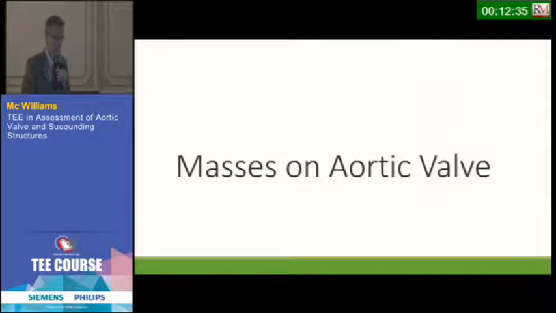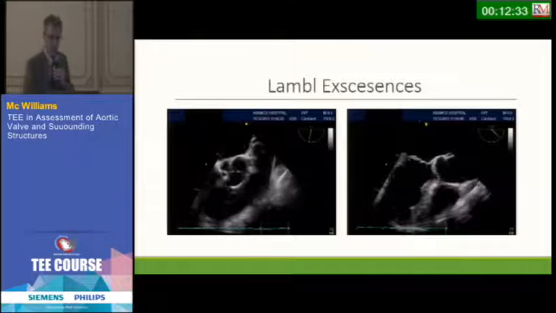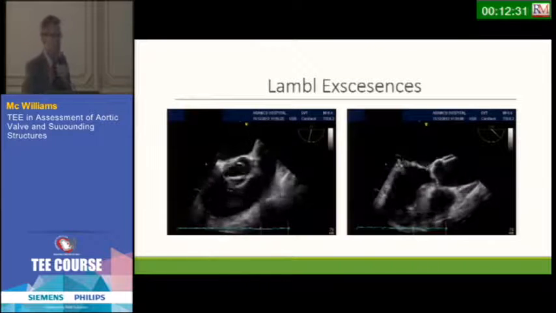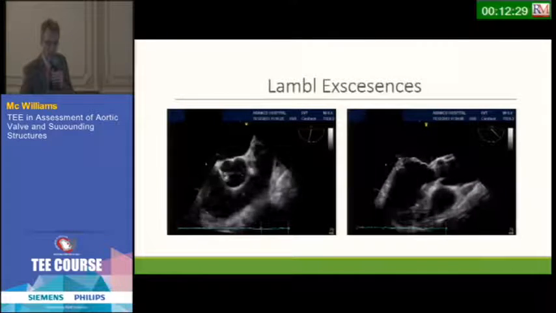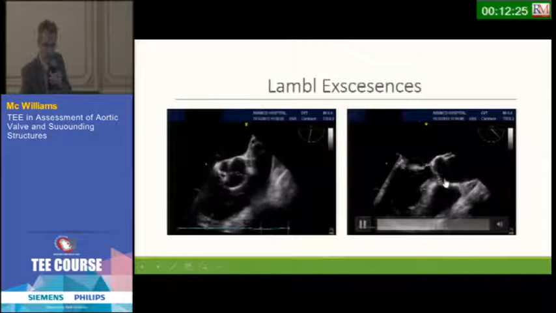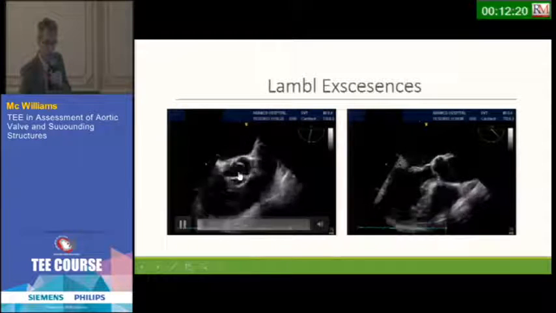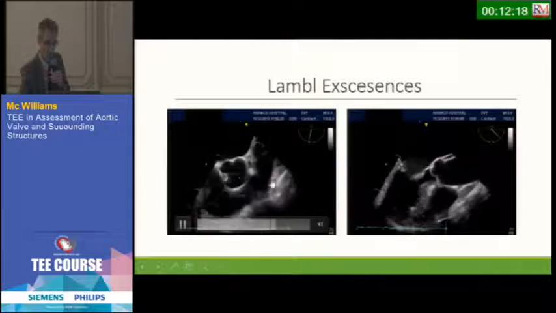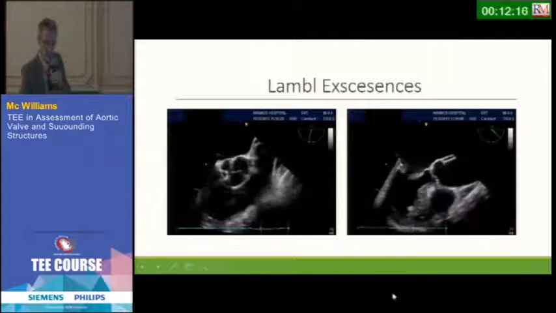What about masses on the aortic valve? This is a patient who is undergoing TEE for assessment of mitral valve disease. And if you look very carefully, there are some little mobile hairs seen on the aortic valve, both in the short axis here and in the long axis. What are these?